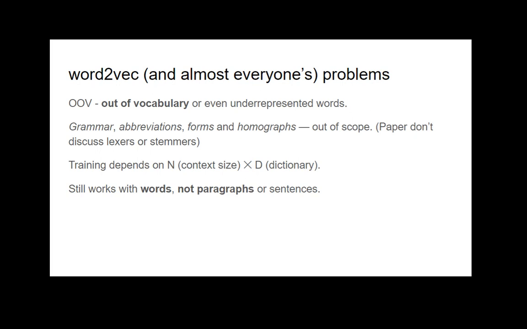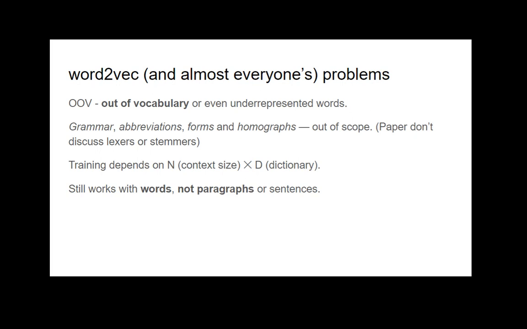And this, of course, works for any model, not only for word2vec, but it was mentioned here. Second, at least in the paper, they don't work with grammar, abbreviations, forms, and homographs. Do you know what homographs are? Homographs are words which are spelled in the same way but have completely different meanings, even if they have different parts of speech. For example, Green as a surname and green as an adjective.